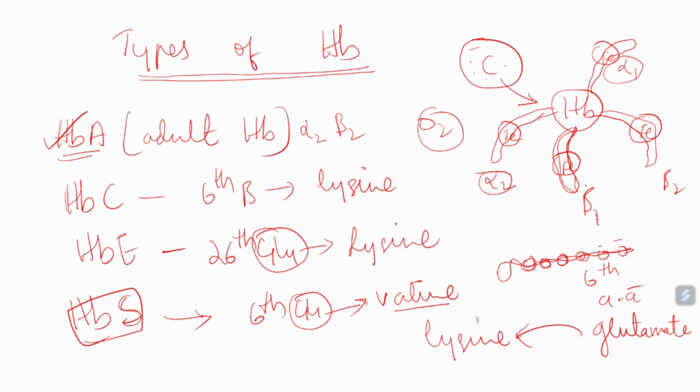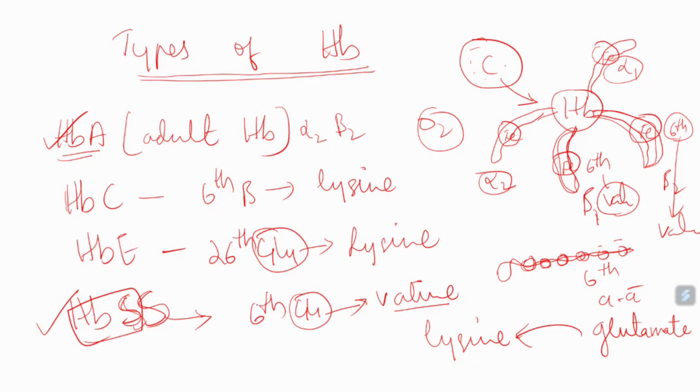If on the beta 1 the sixth amino acid is changed with valine, then one of the patient's beta chains has a mutation. That's why it is called hemoglobin S. And if on the second beta chain also the sixth amino acid glutamate is replaced by valine, then the patient becomes HbSS. So both beta chains of the hemoglobin have the mutation, glutamate changed to valine. That type of patient is called a sickle cell hemoglobin patient.